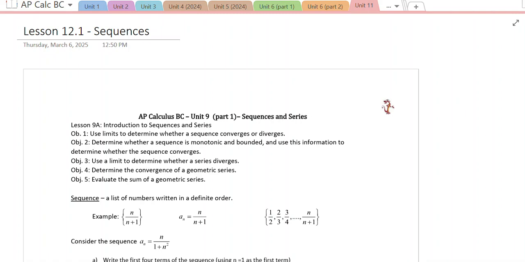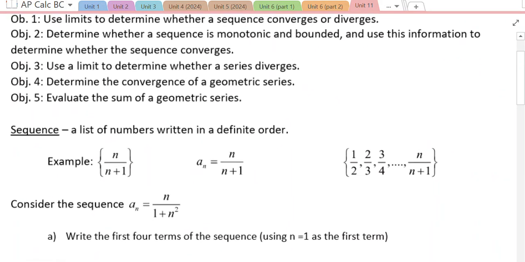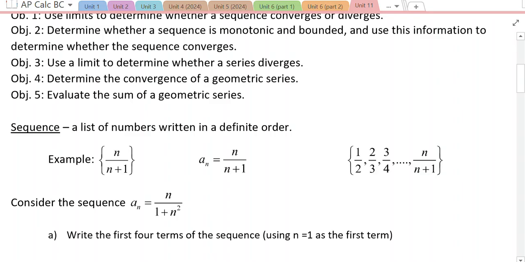Talk about sequences. You've seen sequences before in other classes, but just to make sure that we're all on the same page, a sequence is a list of numbers written in a definite order. We could write it in a couple of different ways. We could write it with these curly brackets around n over n plus 1, or I could say a sub n is equal to n over n plus 1, or I can actually write out all of this list.